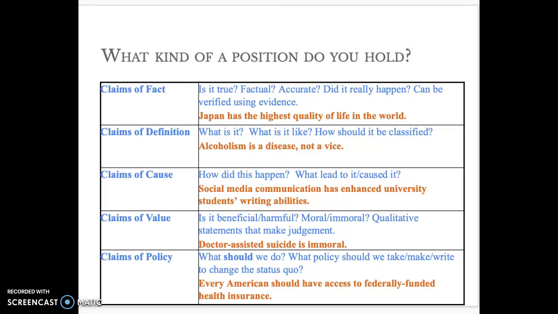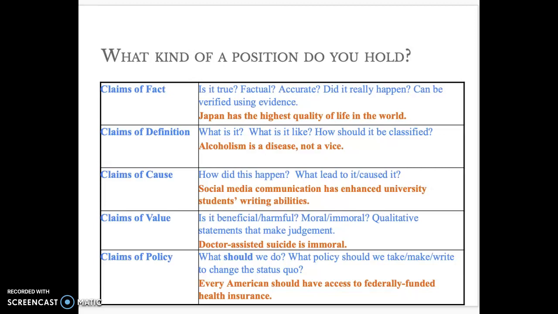So Japan has the highest quality of life in the world. I'm claiming this as a fact. Somebody can say, no, that's not a fact. That's actually inaccurate. Or I have evidence to suggest that your claim is outdated, for instance.